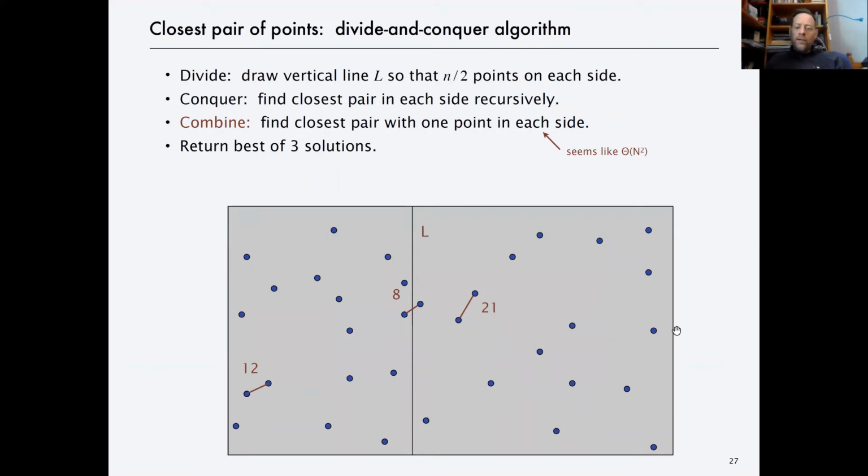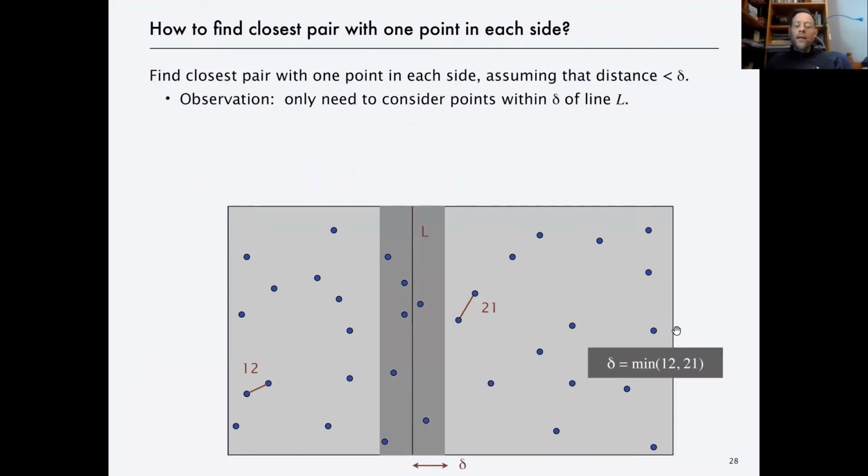However, then the tricky part here is the combination step. So how to find the closest pair with 1 point on each side. And then we return the best on the left-hand side, the best on the right-hand side, and the best with 1 point on each side of this line. So here the interesting part is, of course, really this third step.